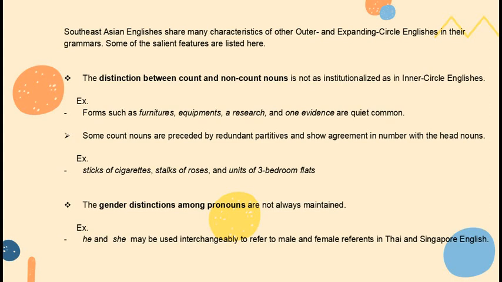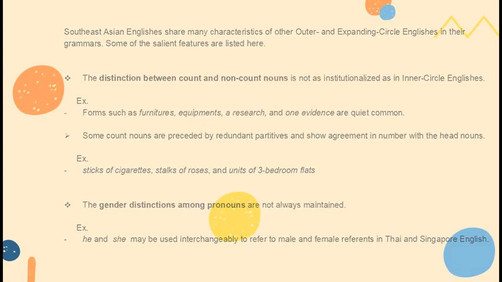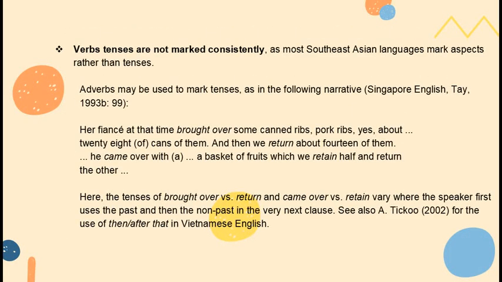And now let us proceed to the grammar. Southeast Asian Englishes share many characteristics of other outer and expanding circle Englishes in their grammars. Some of the salient features are listed here. Below are many examples. Verb tenses are not marked consistently in most Southeast Asian Englishes. Southeast Asian languages mark aspect rather than tense, so adverbs may be used to mark tense, as in the following narrative.